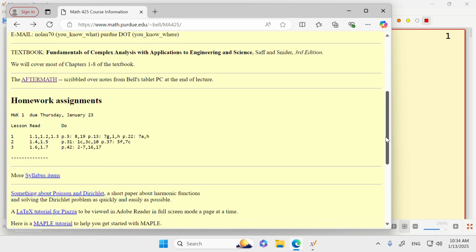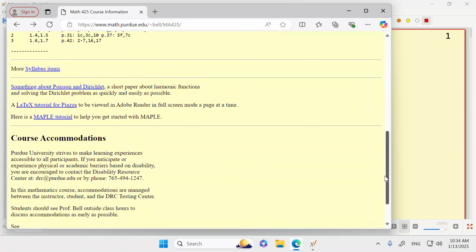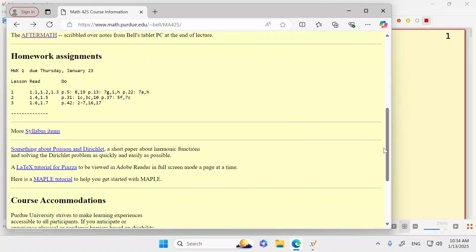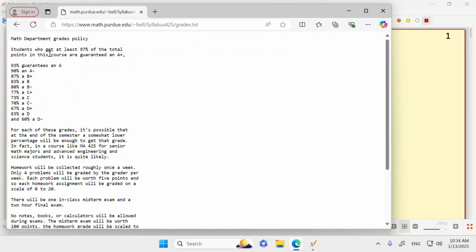There are more syllabus items here and various things you should read on the home page. One thing that would be interesting to you is the grade business. There's a standard statement about grade cutoffs. Those are the standard numbers for Purdue. Of course, since this is a math major course at a senior level, the cutoffs might be lower than that. They won't be higher, but they might be lower. In fact, they're likely to be lower.